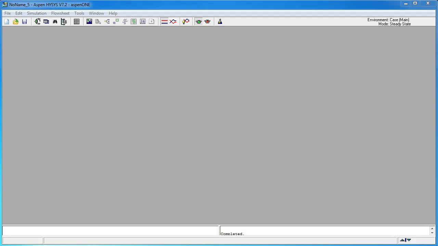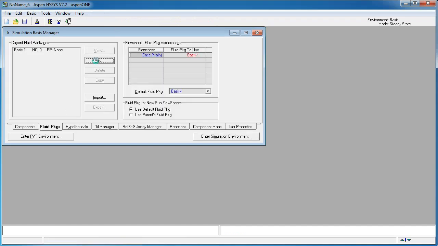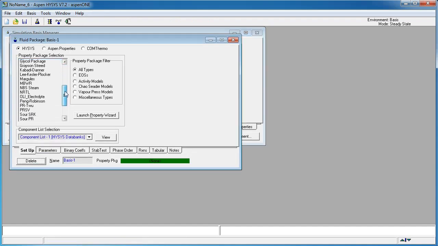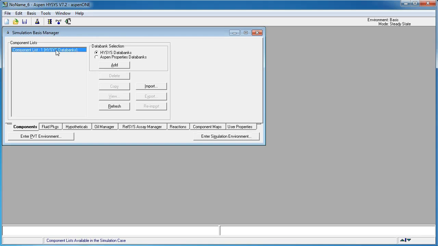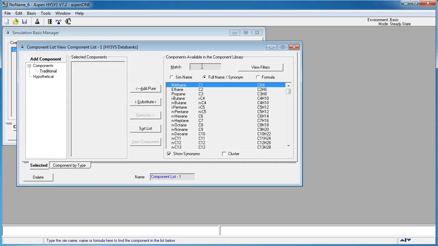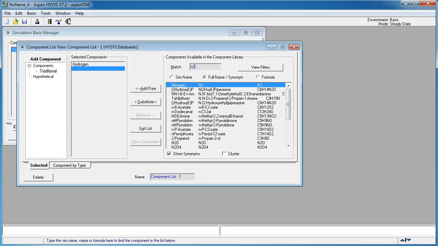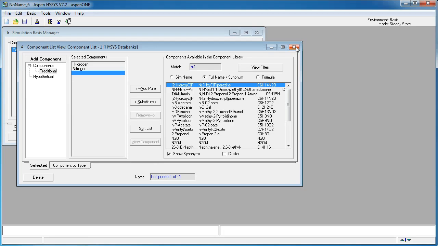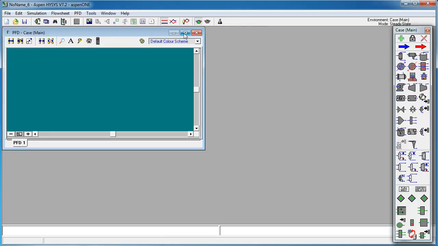So we start by opening up a new case, and as a fluid package we're going to use Peng Robinson. The components in our system will be hydrogen and nitrogen, and then we can enter the simulation environment.